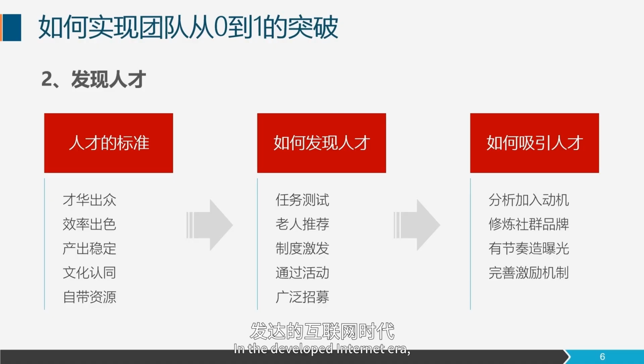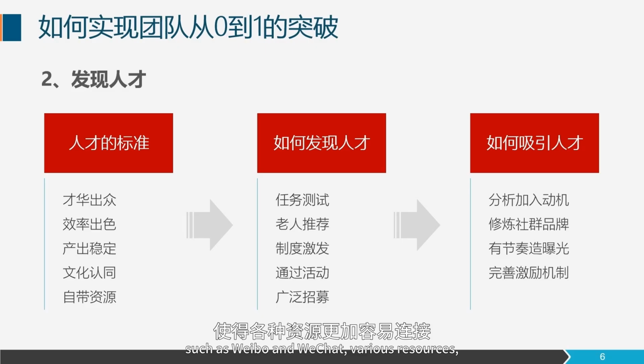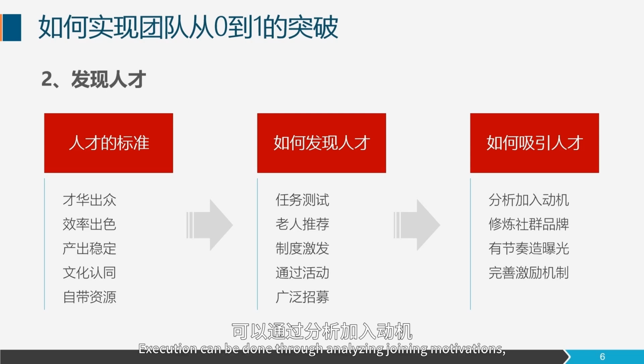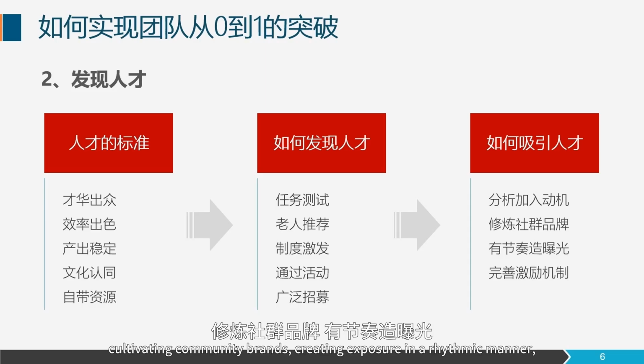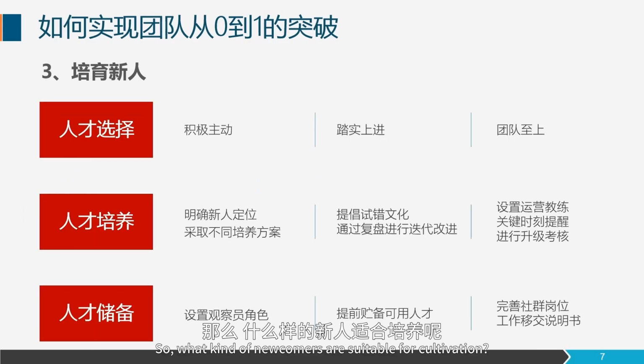In the developed internet era, as well as the popularity of new media tools such as Weibo and WeChat, various resources, including outstanding talents, are easier to connect. Communities have such magic that they can attract elites from all walks of life. The core members of the community need to find elites from various industries and attract them to join their community work team. Execution can be done through analyzing joining motivations, cultivating community brands, creating exposure in a rhythmic manner, and improving incentive mechanisms. So, what kind of newcomers are suitable for cultivation?